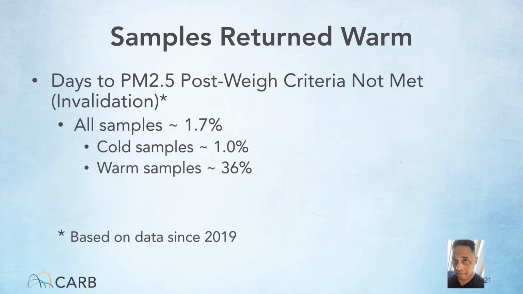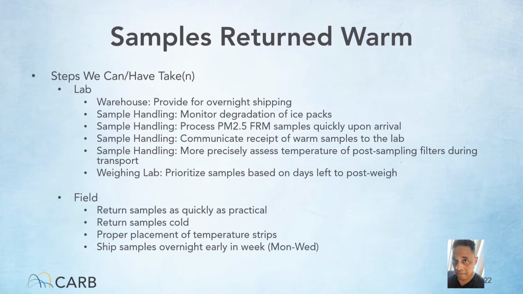Wow, we see that when samples arrive greater than 4 degrees C, the lab cannot meet the weight by date criteria by 36%. A big difference between samples arriving cold. Now that we see how shipping samples warm can increase the potential for samples to go invalid, what steps can we take to minimize this chance?